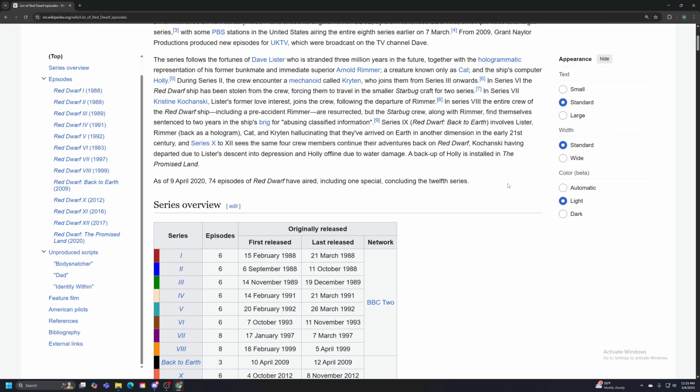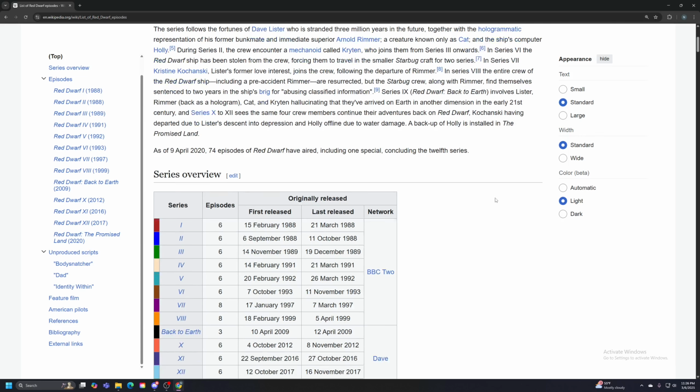Series 10 to Series 12 see the same 4 crew members continue their adventures back on Red Dwarf, Kochanski having departed due to Lister's descent into depression, Holly offline due to water damage. A backup of Holly is installed in The Promised Land. As of 9th of April 2020, 74 episodes of Red Dwarf have been aired, including one special, including the 12th series.